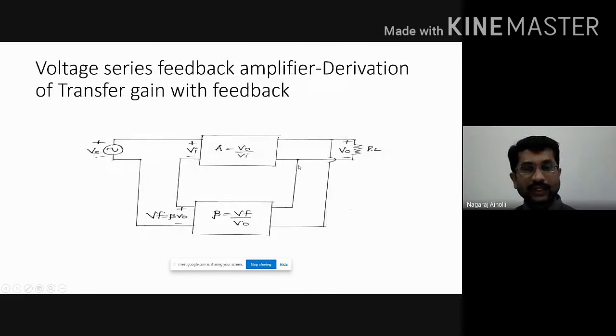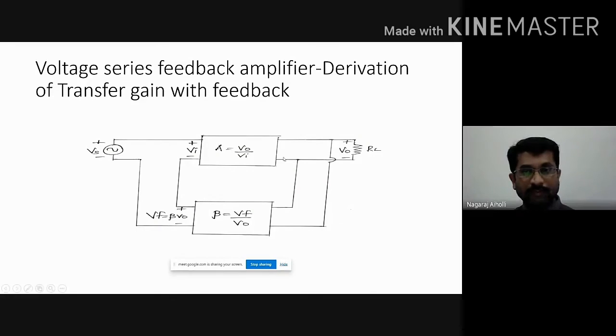Right. Let us look at a small derivation about the voltage series feedback amplifier. This may be asked in the examination. Voltage series feedback amplifier, derivation of gain with feedback. They are asking to derive the transfer gain with feedback equation for the voltage series feedback amplifier. So this is our voltage series feedback amplifier.